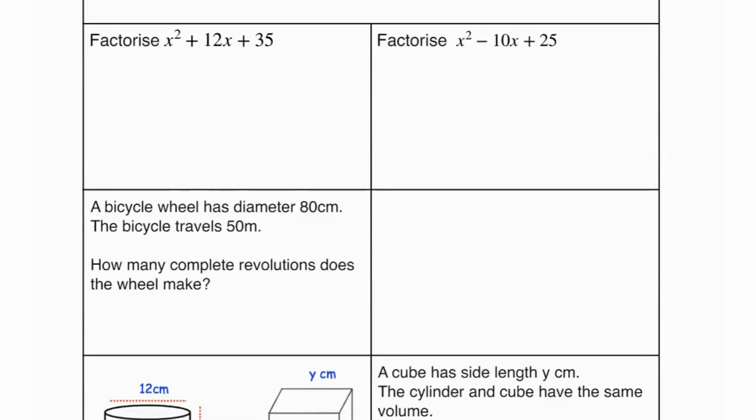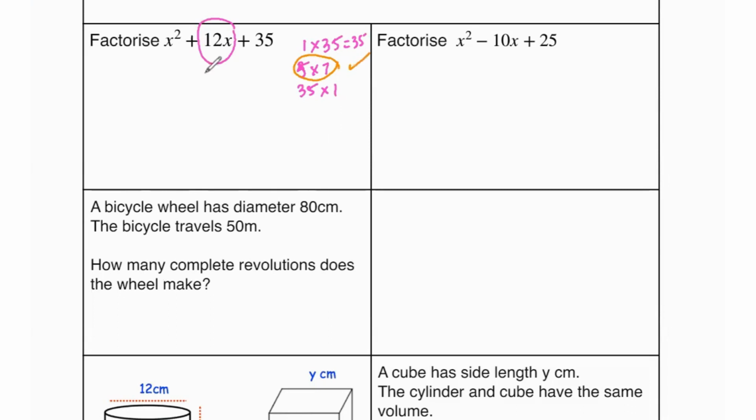Factorize x squared plus 12x plus 35. First, we multiply the coefficient of x squared with the constant. So 1 times 35 is going to be 35. Now we find factors of 35. So it's going to be 5 times 7 and 35 times 1. We pick that set of factors which when added or subtracted gives us the middle term, which is 12x. We know 5 plus 7 is 12, so I'm going to pick this one.